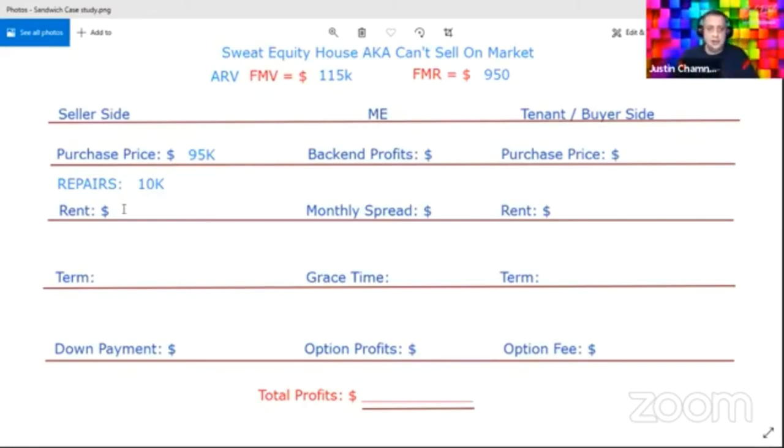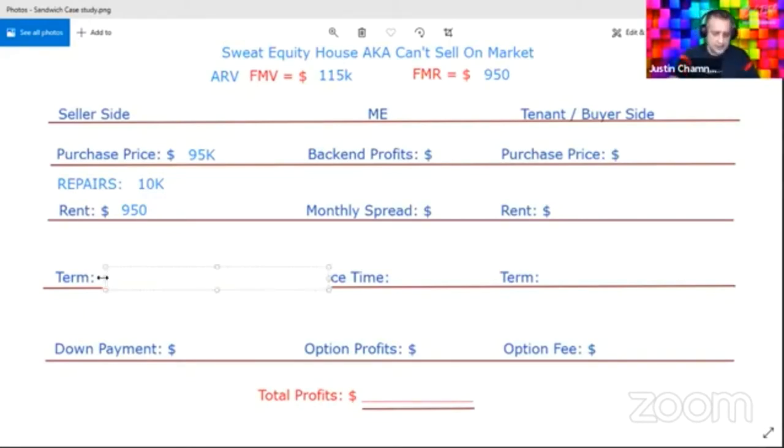So rent though, I was able to negotiate with the homeowner. We're looking at $950 a month. And I know that doesn't sound good. The fair market rent for the neighborhood is $950, but at least it's $950. I'm not over. I've got a deal on this property for $950 a month. I can live with that. Let me show you how that plays out with the sandwich here.